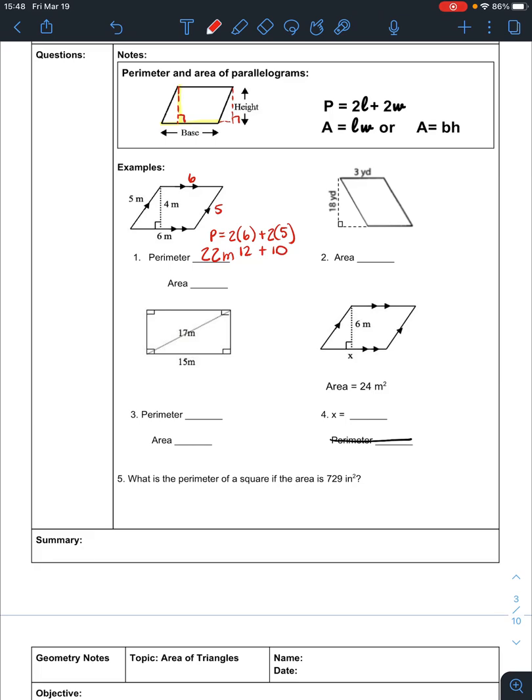Area is how much surface is covered. So I have my base, which is 6, and my height. We're looking for that right angle. There's our hint. Looks like a little bitty h. So we're looking for that height. So area is base times height. So it would be 6 times 4. So our area will be 24 meters squared.